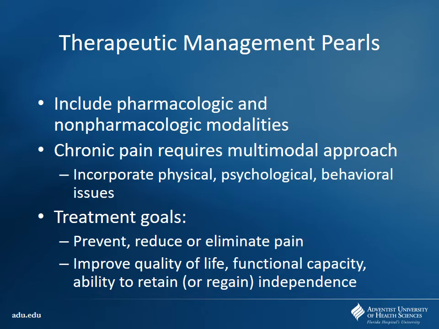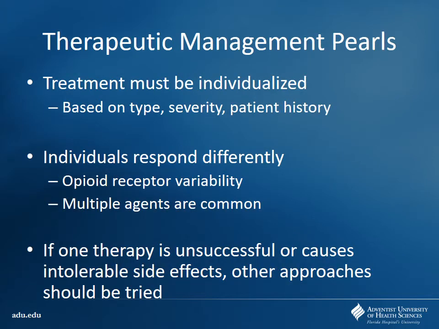And our goals here, again, we may not be able to eliminate pain, but if we can at least get it under control, help them to kind of regain their function, it's going to be best for them, and it's important to have that conversation to make sure goals are lining up between you and the patient. Okay, so again, we want to make sure we're individualizing that treatment based on the type, severity, patient history, so kind of looking at all aspects there.